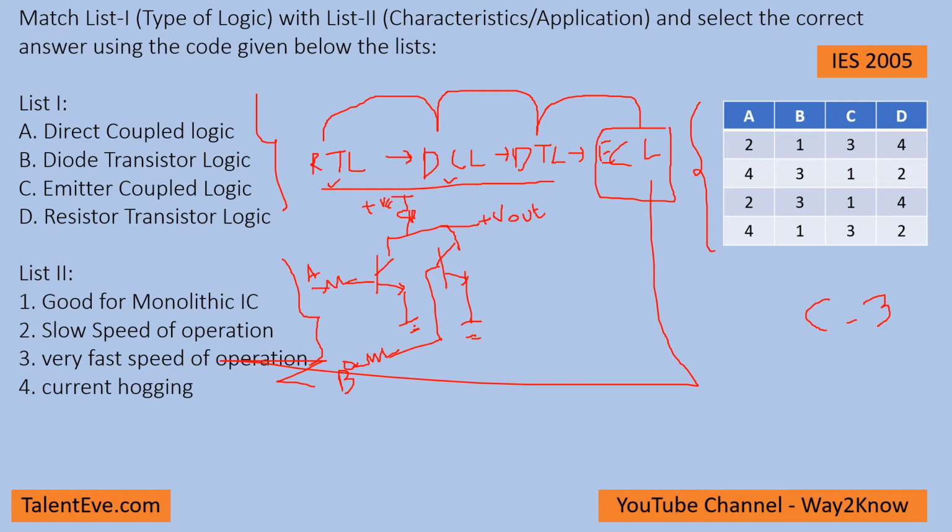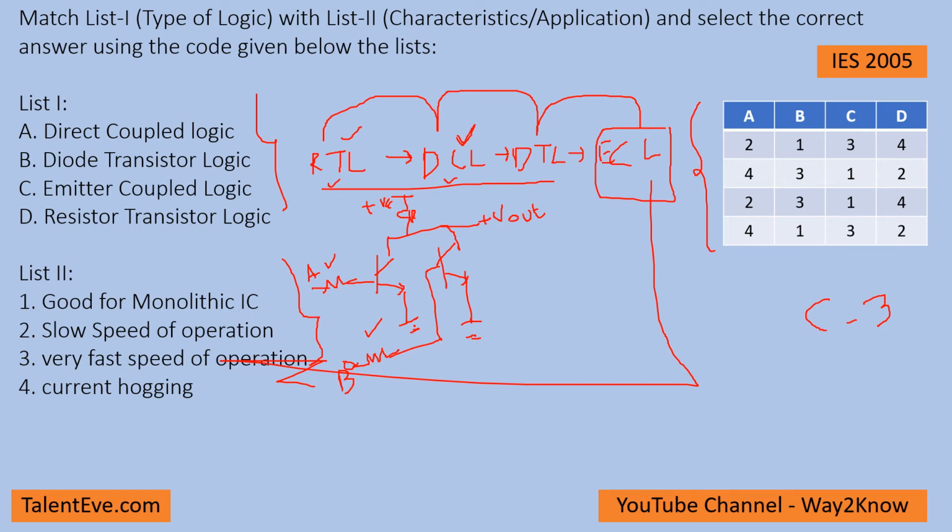So the difference between RTL and DCL, if you see, is that DCL has advantages as well as disadvantages. The advantage is that DCL occupies low space because the resistors are removed. And then they can be integrated into the circuits more easily than RTL because of additional components elimination.